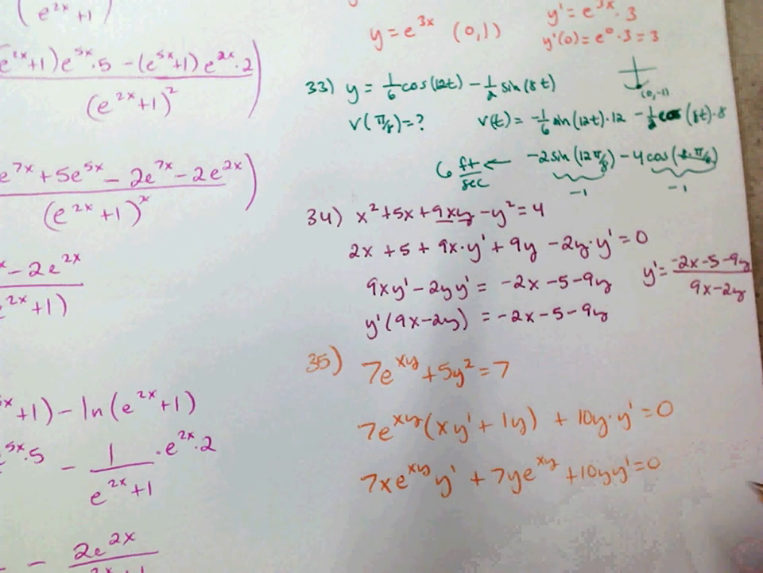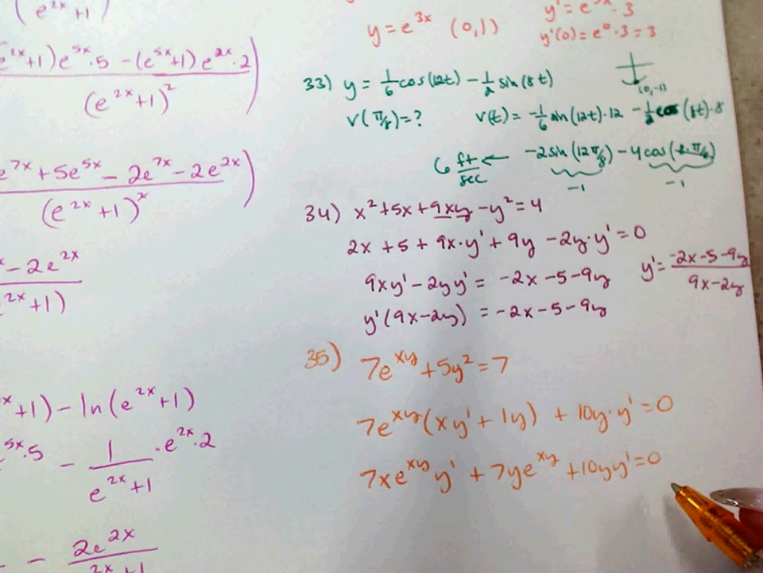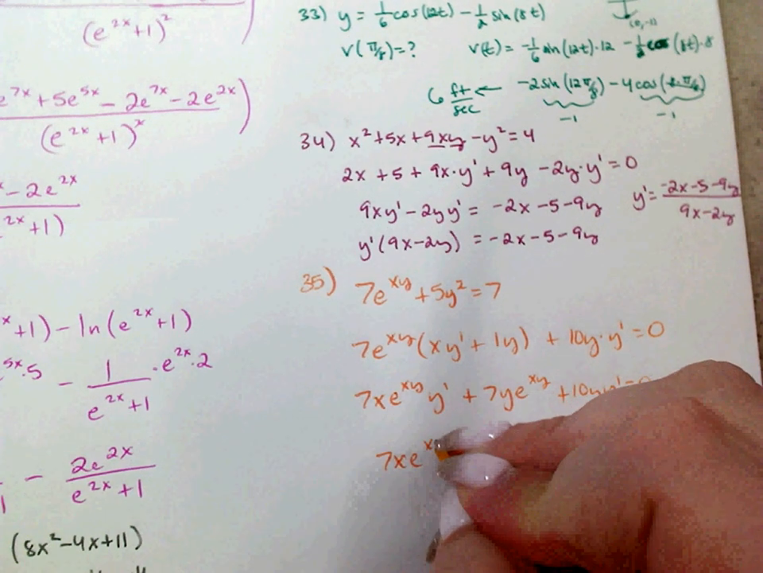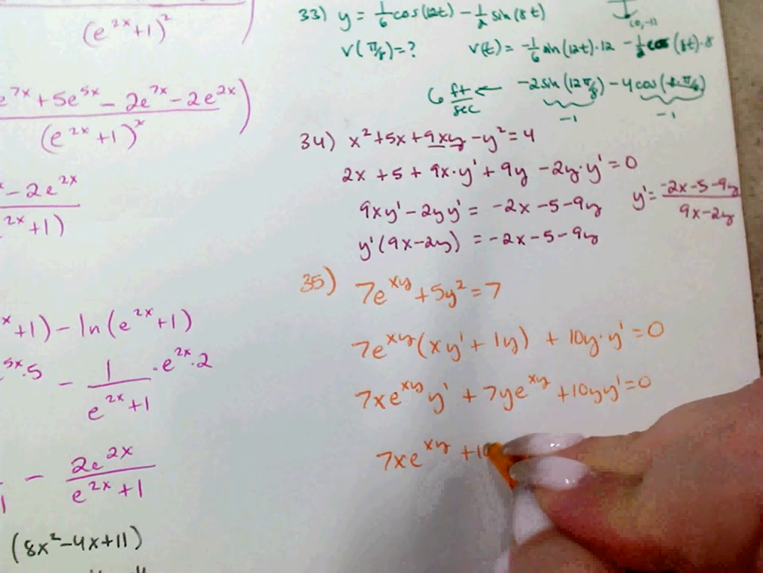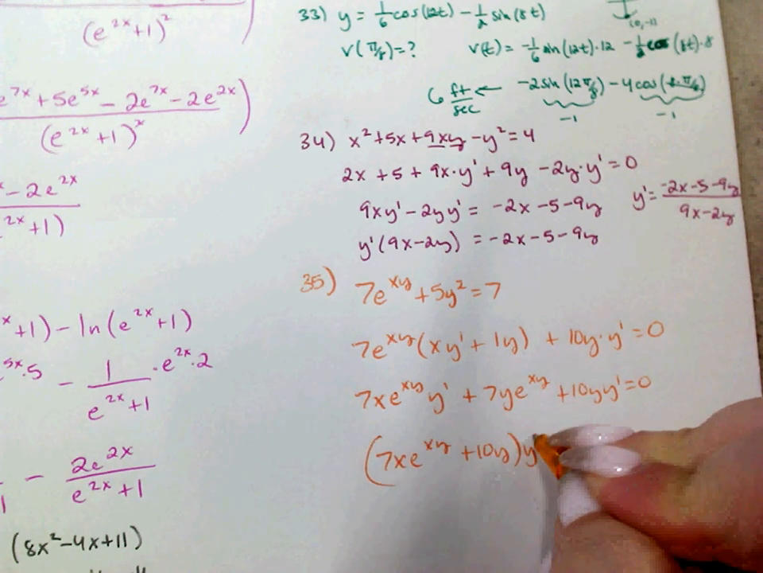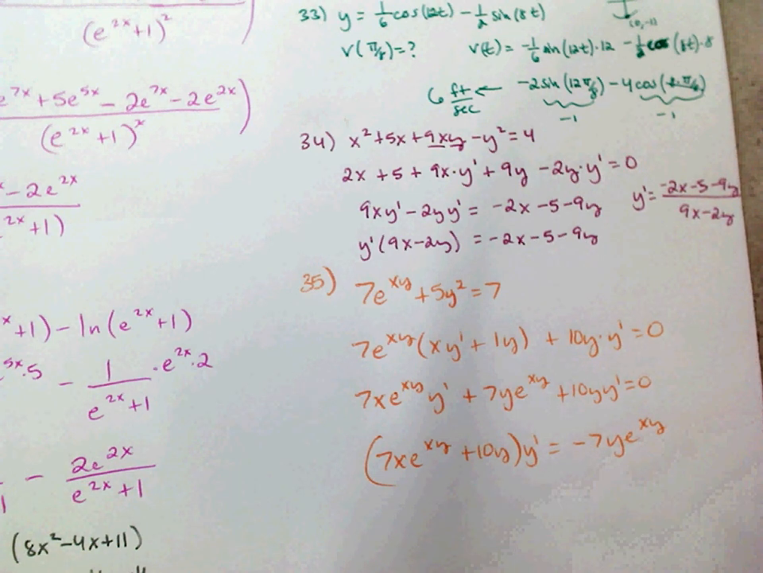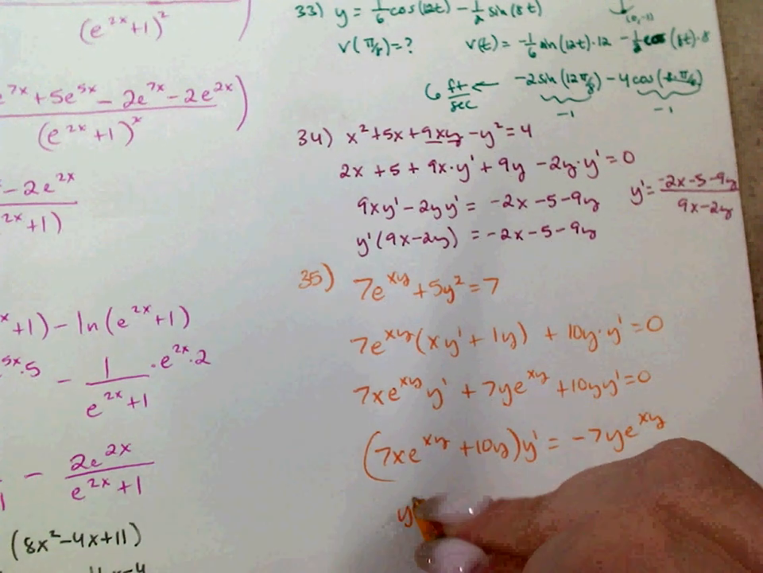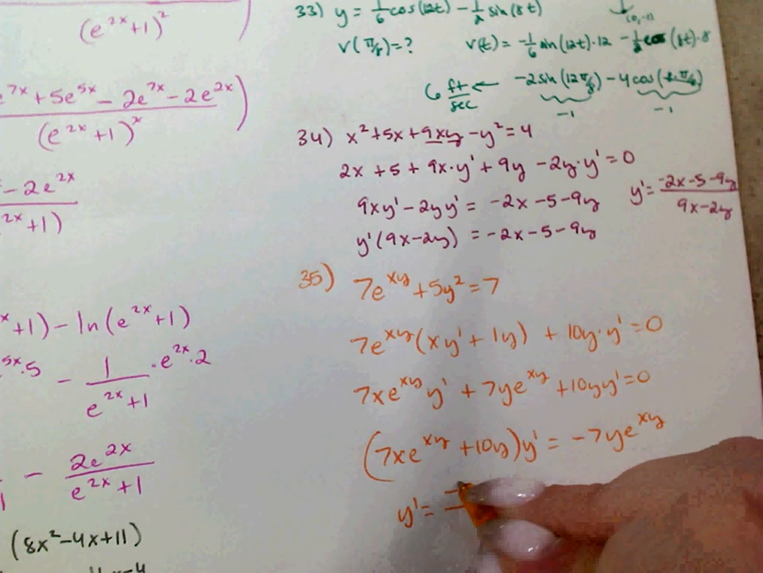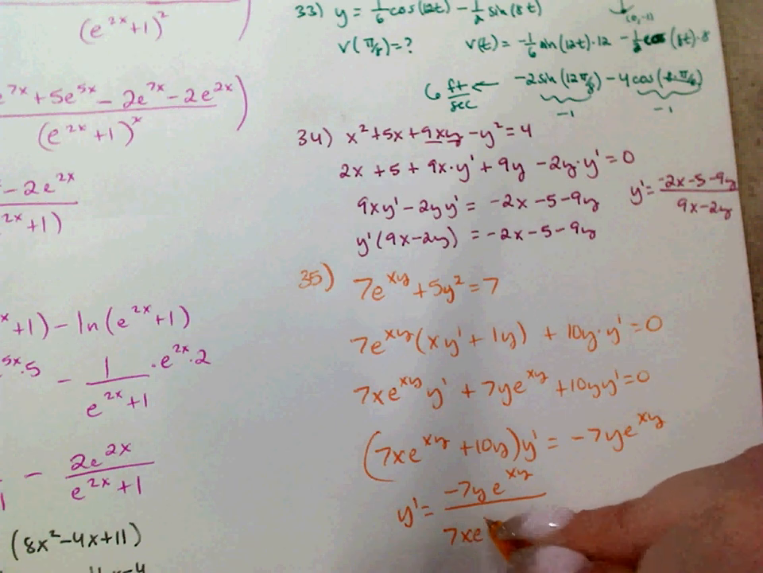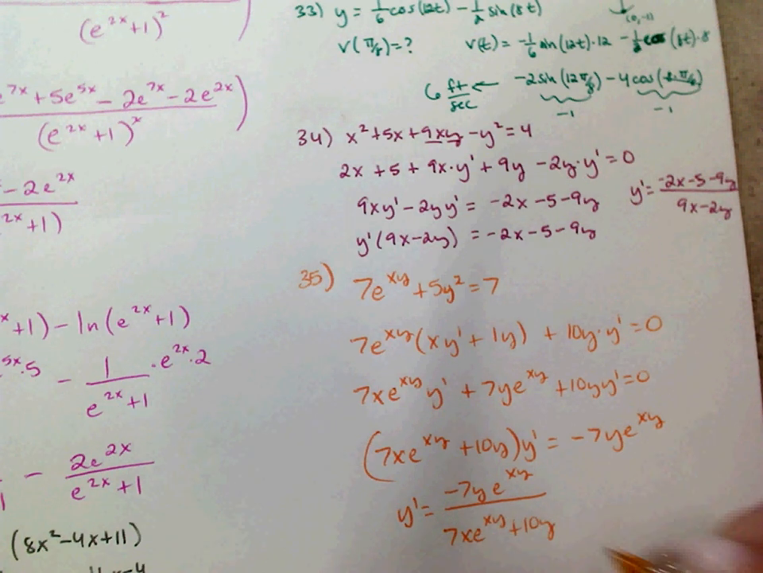I'm going to subtract over the thing without the y prime in it. 7x e to the xy plus 10y, and I'm at the same time going to factor out a y prime, equals -7y e to the xy. And then divide. So y prime equals -7y e to the xy divided by 7x e to the xy plus 10y. And that is your answer.